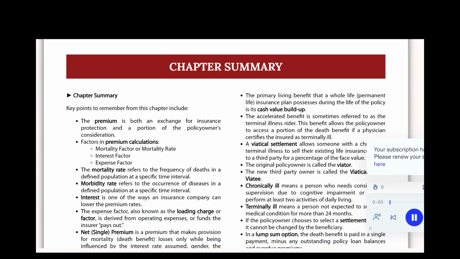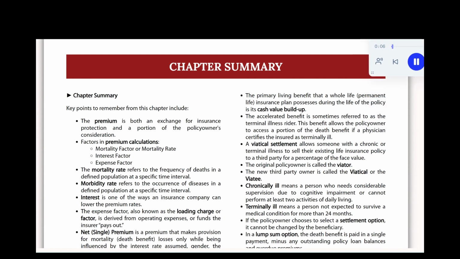Chapter summary. Key points to remember from this chapter include: the premium is both an exchange for insurance protection and a portion of the policy owner's consideration. Factors in premium calculations: mortality factor or mortality rate, interest factor, expense factor. The mortality rate refers to the frequency of deaths in a defined population at a specific time interval.